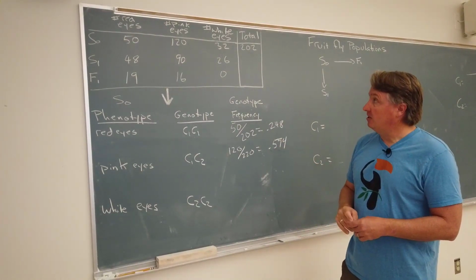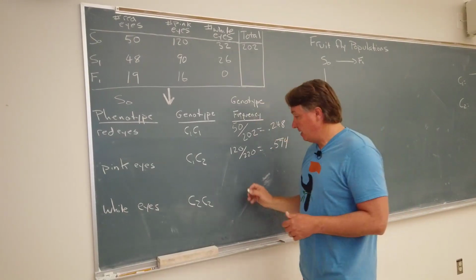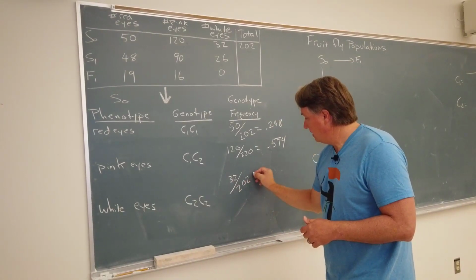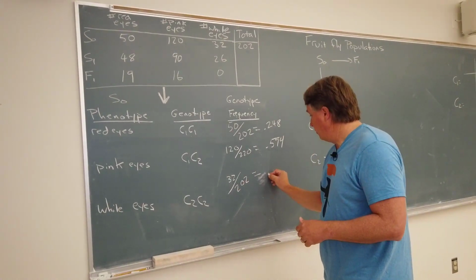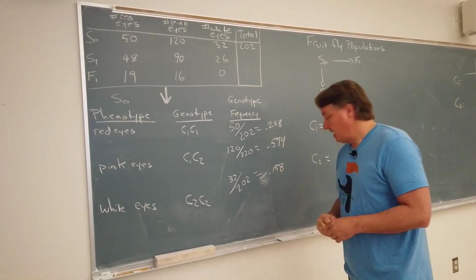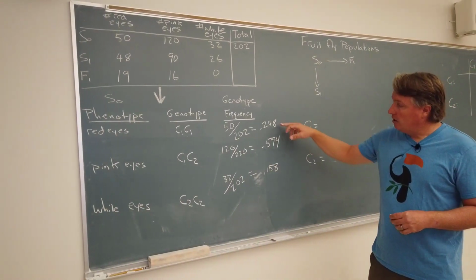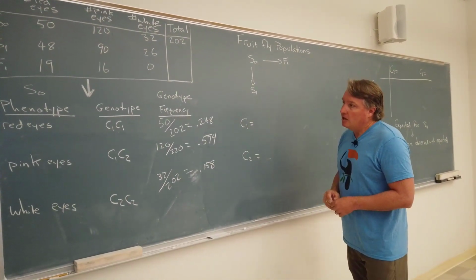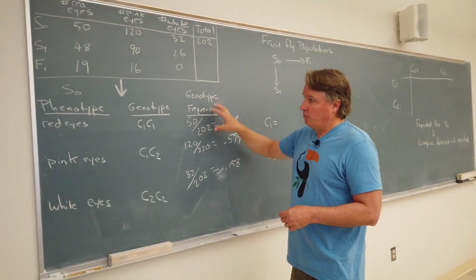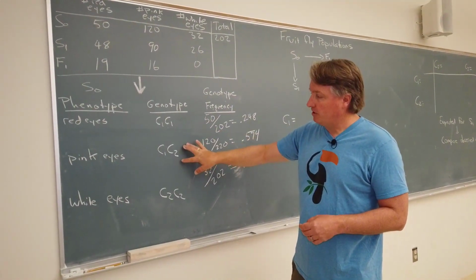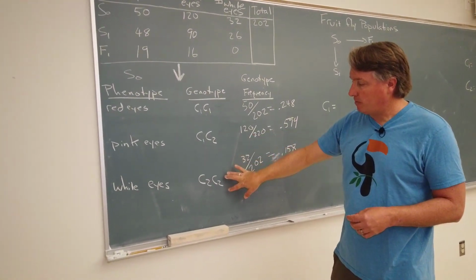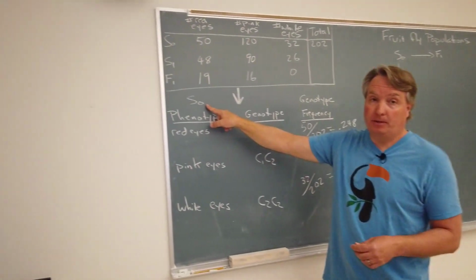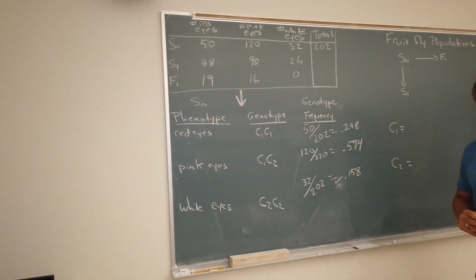Then we do the same thing for C2. We had 32 flies. Take 32, divide that by 202. And that'll give us a value of 0.158, or about 16%. Just a quick note, you only need to go 3 decimals. Don't get crazy with decimals. 3 is plenty for us. Okay, so these are our genotype frequencies. What proportion the C1C1 occurs, what proportion of the C1C2 occur, and what proportion of the C2C2 occur within our S0 population.